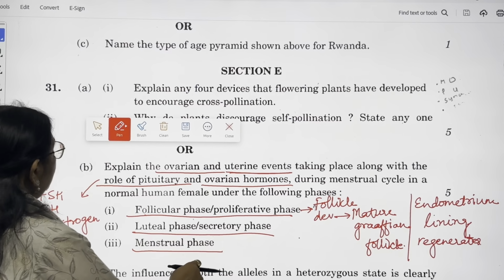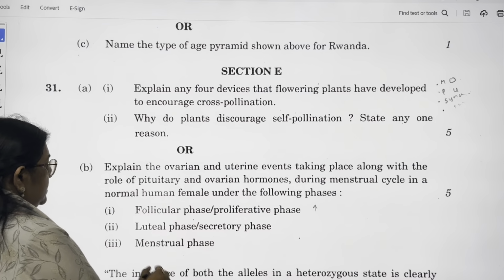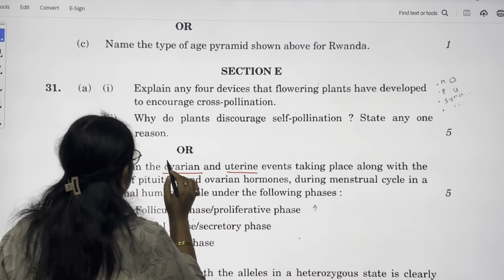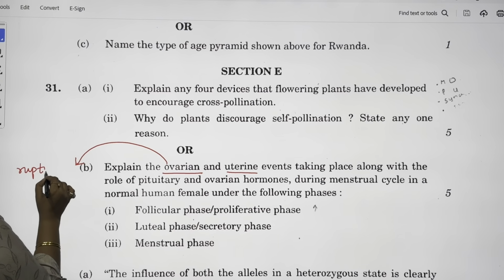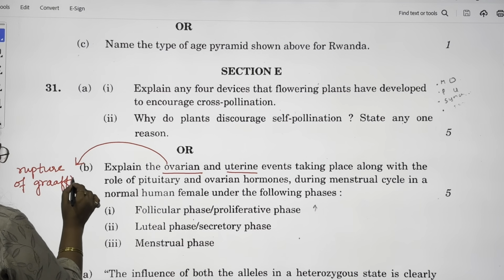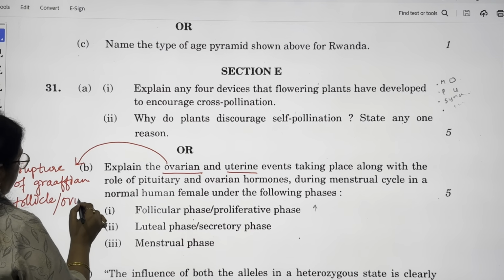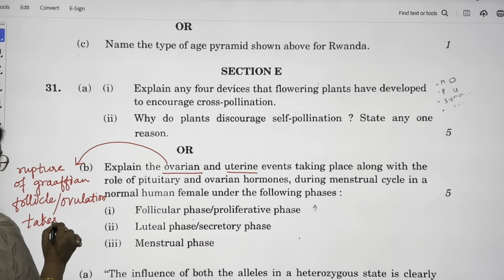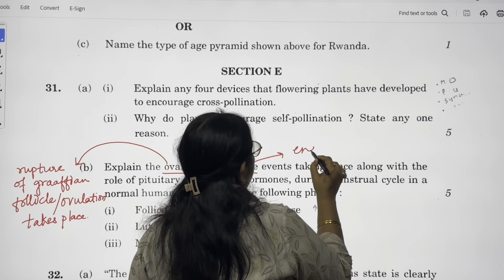Next is luteal phase or secretory phase. Now for the luteal phase or secretory phase, ovarian event and uterine event. Ovarian event, rupture of Graafian follicle or ovulation takes place. For uterus, endometrium is maintained.